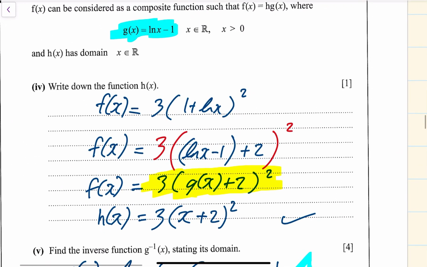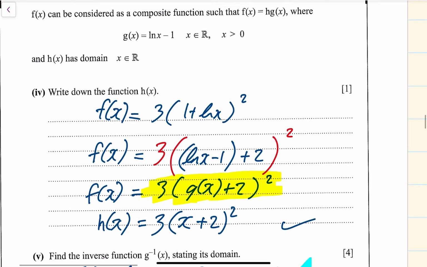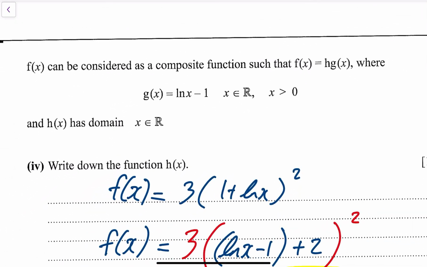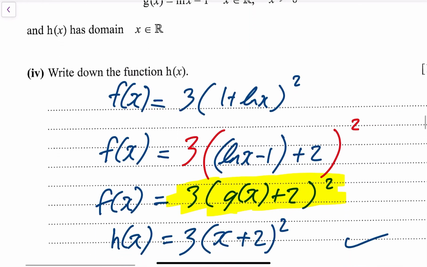Right, this is a tough question. For 1 mark, I cannot see many people getting this at all. It says here, f of x can be considered as a composite function such that f of x is equal to h of g of x, where g of x is equal to ln x minus 1, and h of x has a domain. And yeah, you've got your h of x.